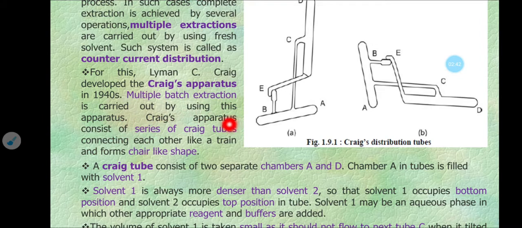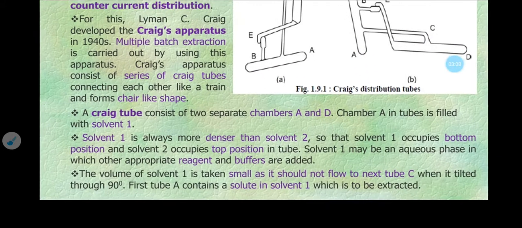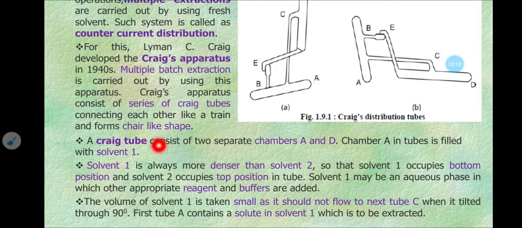The Craig apparatus consists of a series of Craig tubes connecting each other like a train and forming a chain-like shape. If you see in this figure, these are Craig tubes. This Craig tube is shaped like a chair, and a number of Craig tubes are connected with each other like a train. A Craig tube consists of two separate chambers, chamber A and chamber D. So this is chamber A and chamber D.